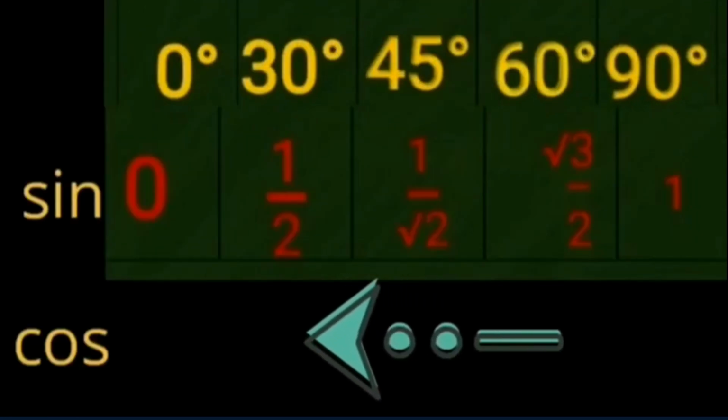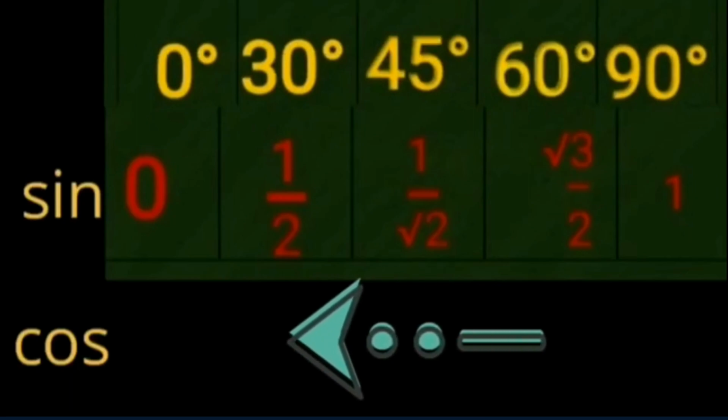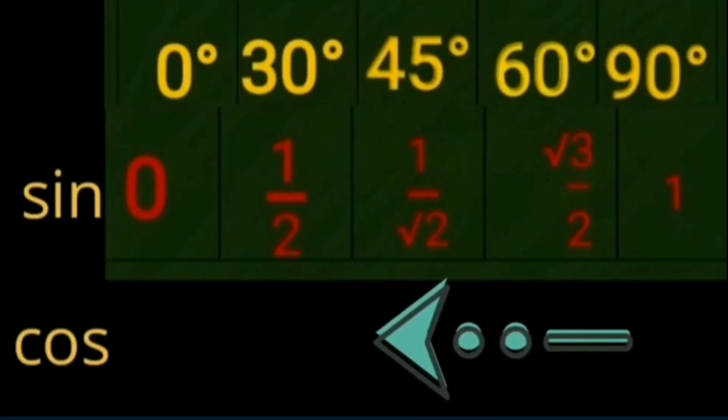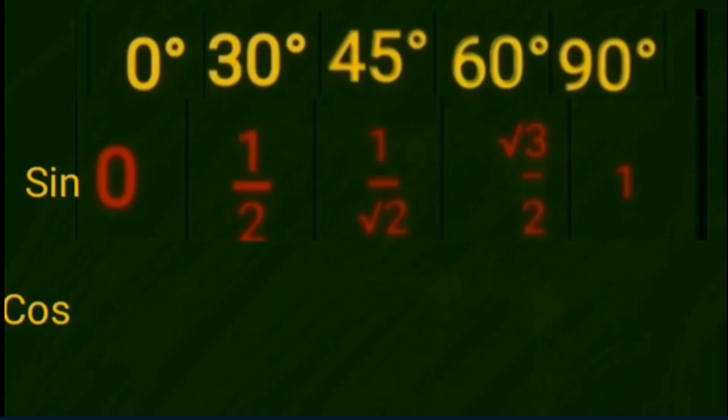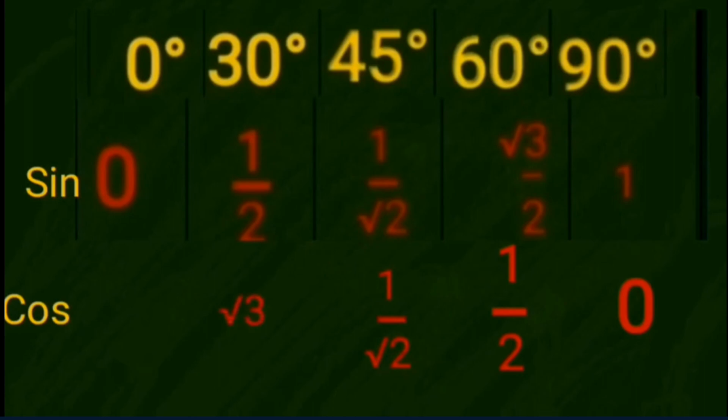Now for cos theta, we will write the same values in reverse order. That is, cos 90 will be 0, cos 60 will be 1 upon 2, cos 45 is 1 upon root 2, cos 30 is root 3 upon 2, and cos 0 is 1.